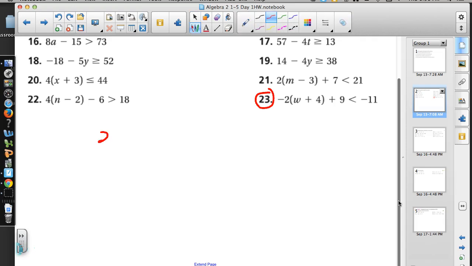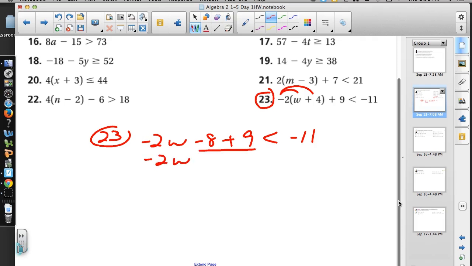Starting with number 23, what we need to do is distribute this -2 to both terms. So -2w minus 8 plus 9 is less than -11. And then on the left-hand side of this inequality, we need to combine these two like terms. So -8 plus 9 is 1.